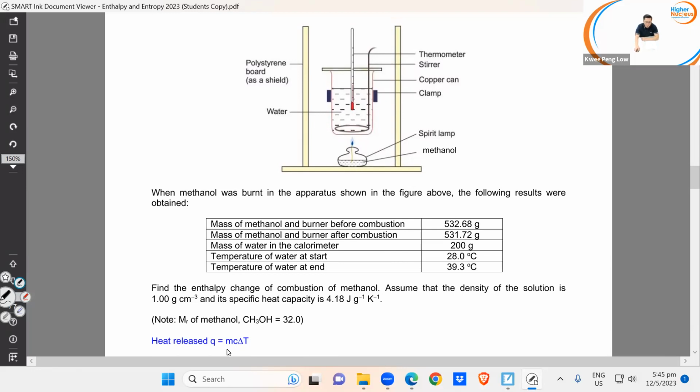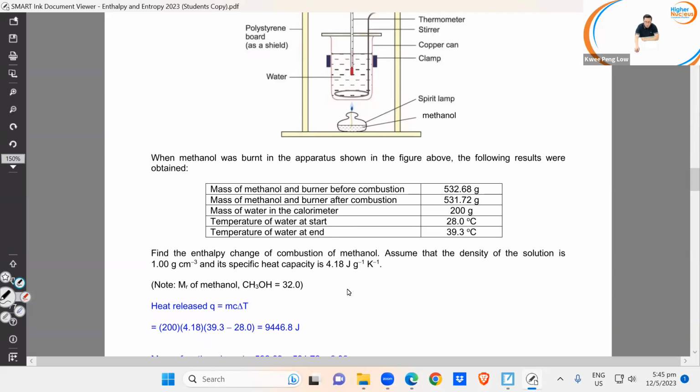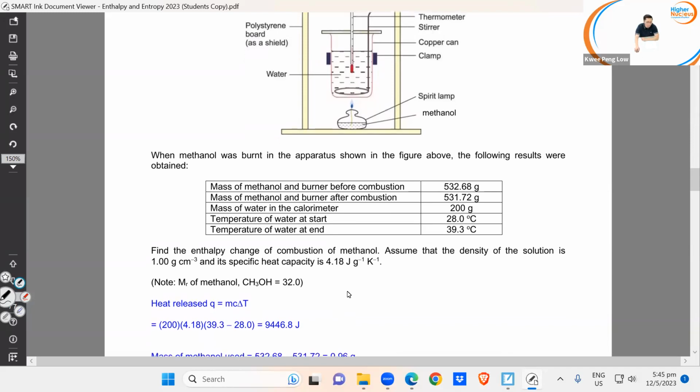How do I know what is the M? Very simple. If you have done this experiment right, you just ask yourself, where do you see the thermometer? Where the thermometer is, that is where the M is. Your thermometer is now placed in the water, so your M is the mass of the water. In this case, it is 200. Your C is 4.18. Your delta T is TF, 39.3, minus TI. I calculate my Q first.